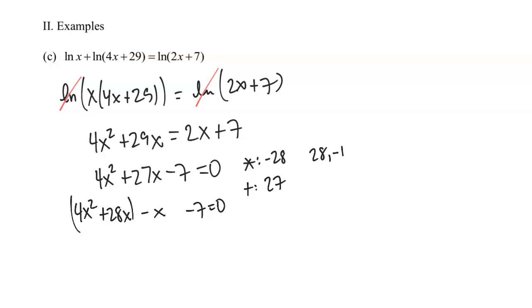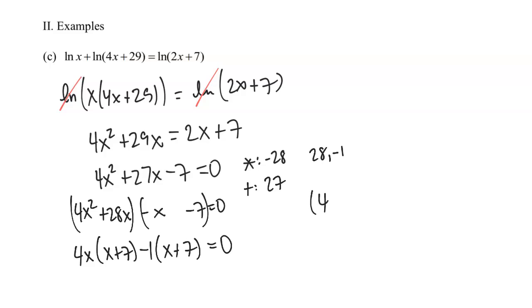Now, from the first two terms, what can be factored out? I believe we could take out a 4x, which will leave us with x plus 7. And from these two terms, we can take out a minus 1, which is also going to leave us with x plus 7. And so therefore, we have our two factors, 4x minus 1 and x plus 7, which means we have two solutions. x is equal to 1/4 and x is equal to negative 7.